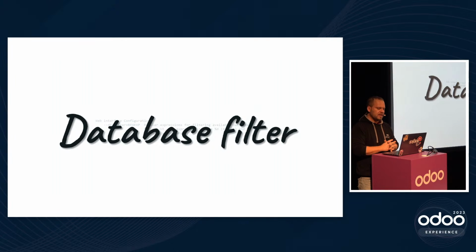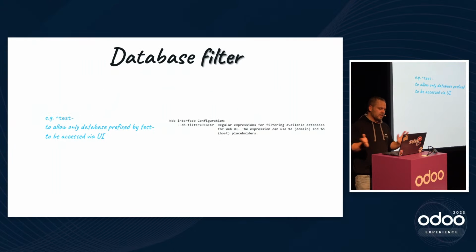Nothing super fancy. Then we have the database filter category, which basically only holds one option, which is the database filter option. I'm not surprising anyone here. On production, you might use it, though often you will instead route stuff to the correct database using Nginx. What it does is basically it allows you to write a regular expression that will decide whether or not a database that sits on the same server in the Postgres cluster is accessible or not through the web interface.